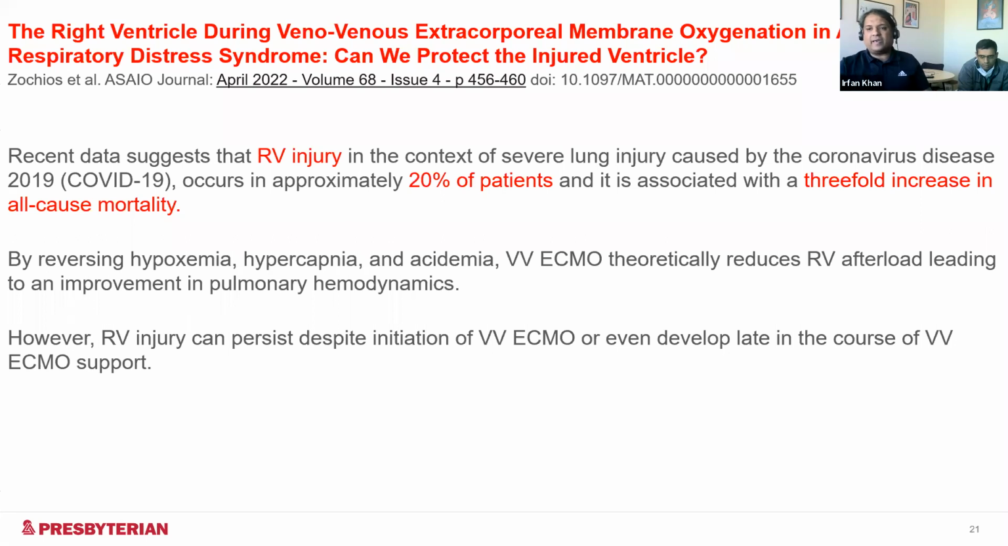So the question is, what is it that we're doing? We are offering these patients VA ECMO. We are reducing or reversing their hypoxemia, hypercapnia, or acidemia. But even then, why does the RV become unhappy? Even though you provide this, the RV injury can persist, and that can be something that can take out the patient.